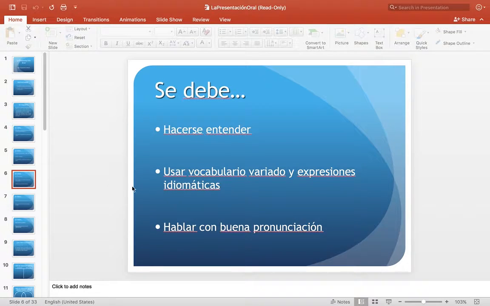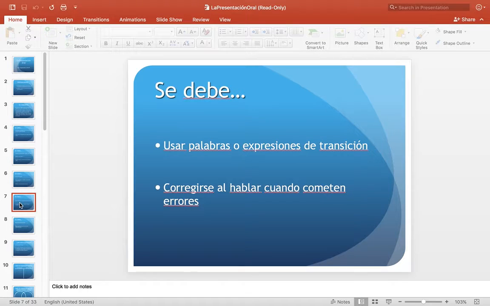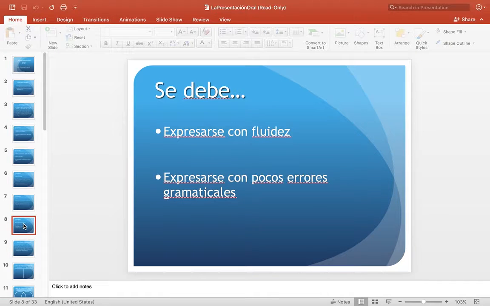To be successful at this, you need to use varied vocabulary, idiomatic expressions, speak with good pronunciation. You must use transition words like primero, segundo, para empezar, para continuar, también, además, things like that, like we went over in the persuasive essay. And if you do hear yourself make a mistake, go ahead and correct it. That's exactly what we want to hear during this 2-minute presentation.